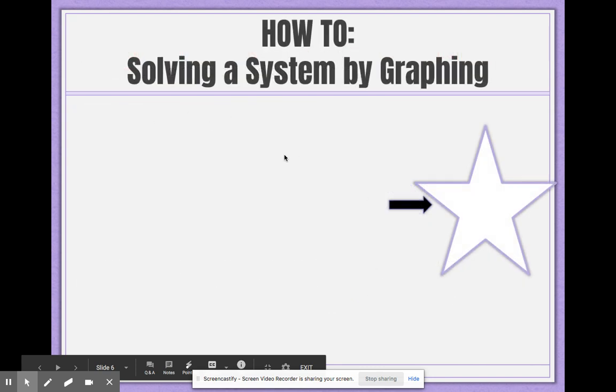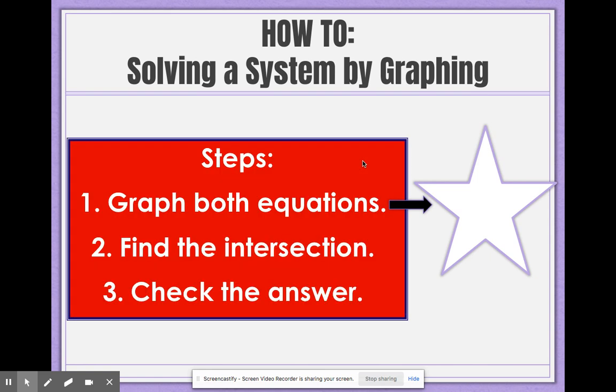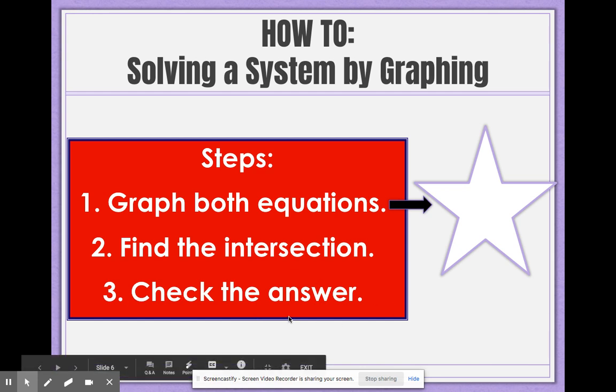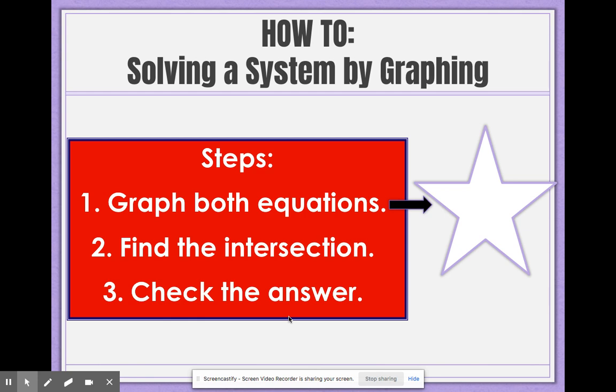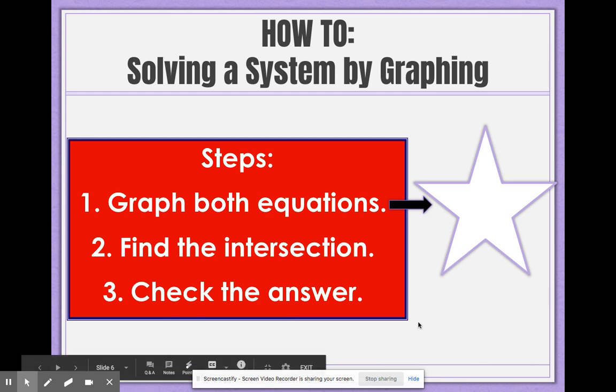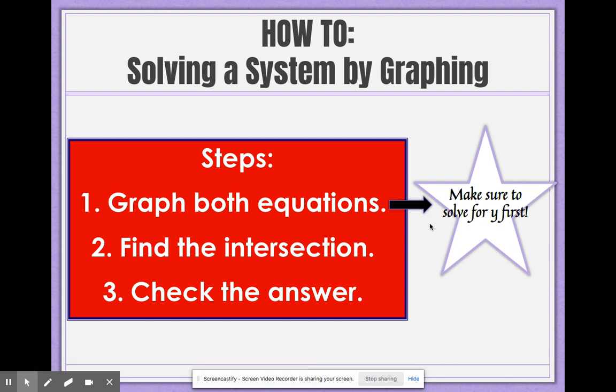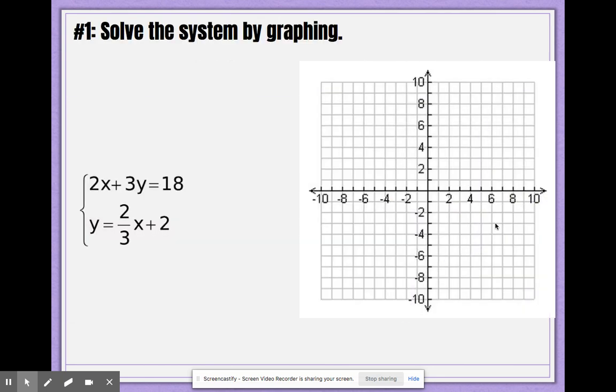So how do we solve systems by graphing? Here are the steps. Step 1, graph both equations. Step 2, find the intersection. And then step 3, check your answer, right? We always want to check your answer because if we're able to do that, we want to ensure we get a correct answer. Why not, right? And we always want to make sure that you solve for y first, all right? We always want it to be in the form y equals mx plus b in order to graph it. So we had to solve for y.